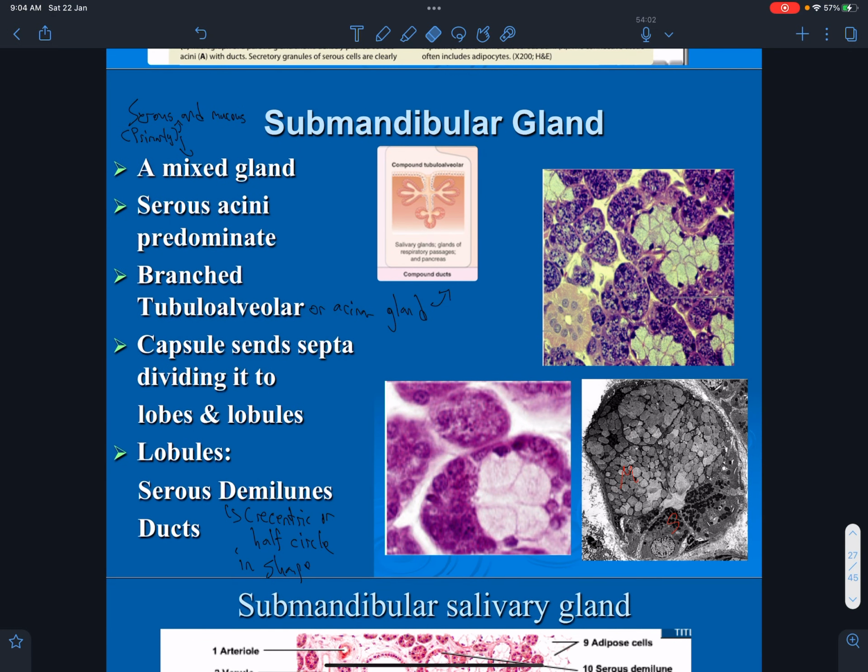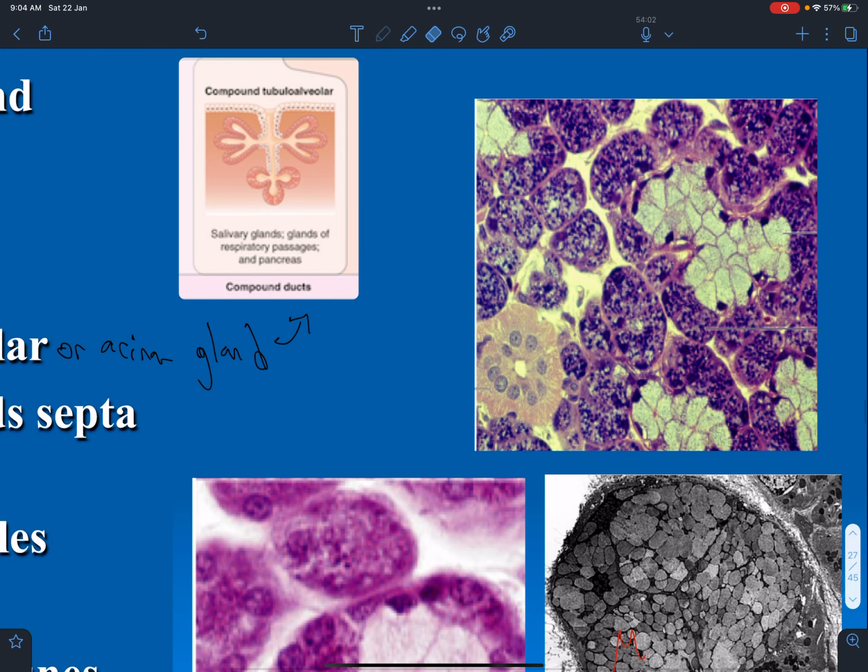Now the submandibular gland is not made exclusively of serous cells, just like the sublingual. So they're not made of serous cells only. They're made of both serous and mucus cells. And if we look at this picture, we can see the presence of the darkest stained cells that we mentioned before for serous cells, right?